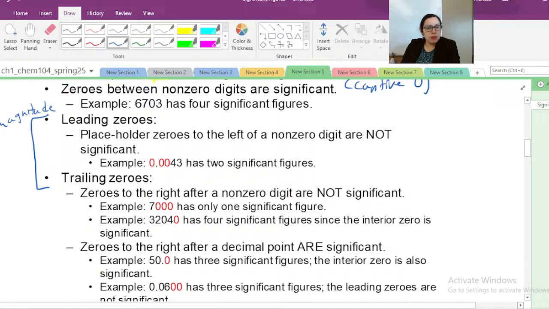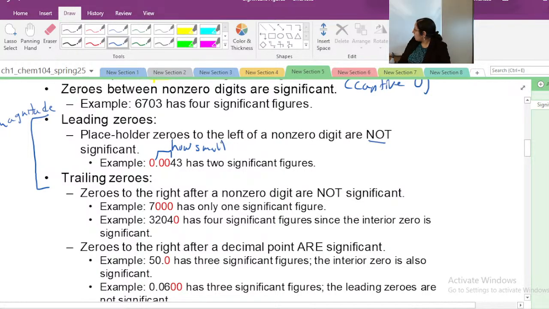And so the first one is saying that we have these leading zeros. So, okay, let's just read it, and then we'll dissect what it's trying to tell us. It says, placeholder zeros to the left of a non-zero digit are not significant. And so let's think about what this is showing. This is showing how small.